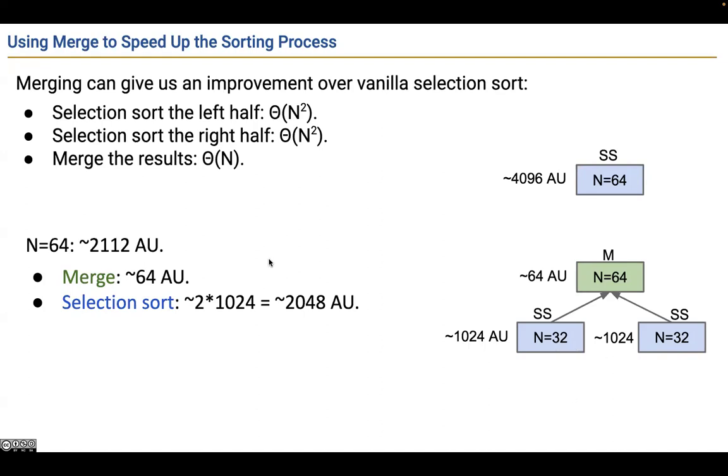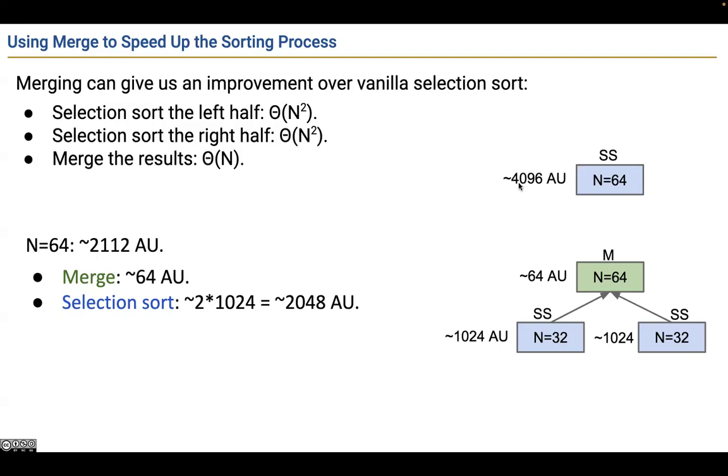So if I have 64 items to merge, it will take me approximately 64 arbitrary units of time to merge them. So I can add everything up. There are 2 selection sorts I have to do, plus a merge. And if I add them all up, I get 2,112 arbitrary units of time. And you'll notice that's less than 4,096. So whatever I did, it seems like I did a pretty good job.